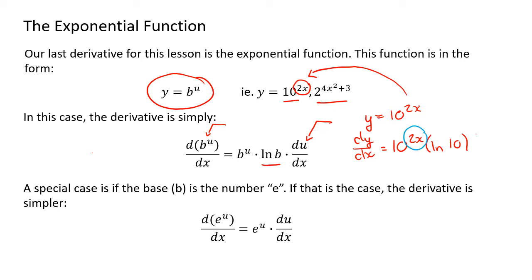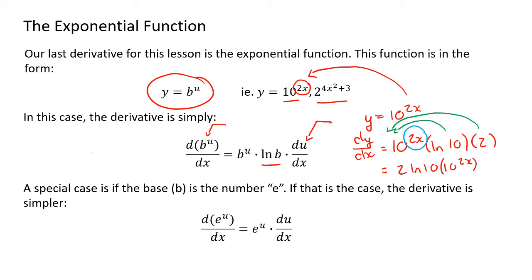Okay, so the derivative of 2x is simply 2. So if you simplified this, you get 2 times the ln of 10 times 10 to the 2x. Okay, I like simplifying with the numbers first, so that's why I took the 2 and the ln 10 and moved them before the 10 to the 2x. You don't have to do that, it's just my preference.